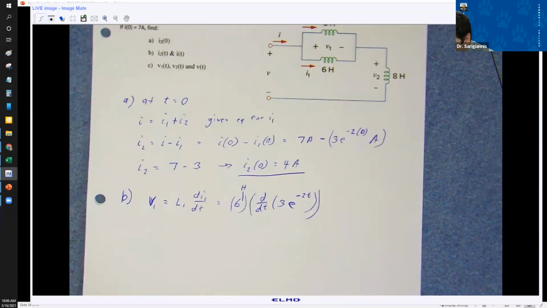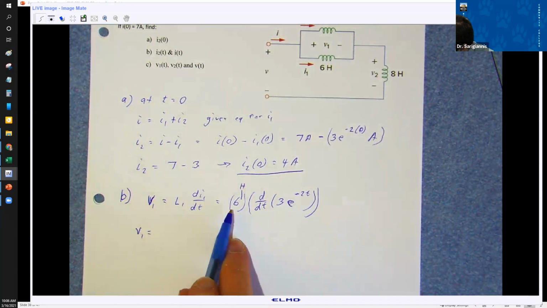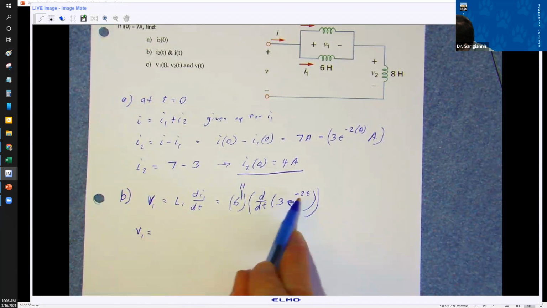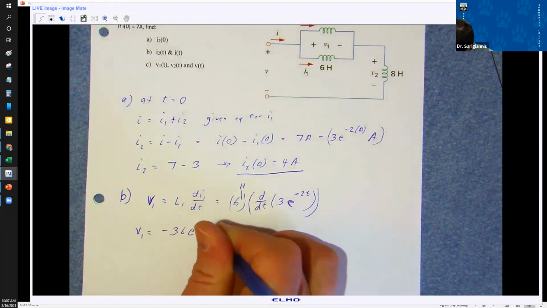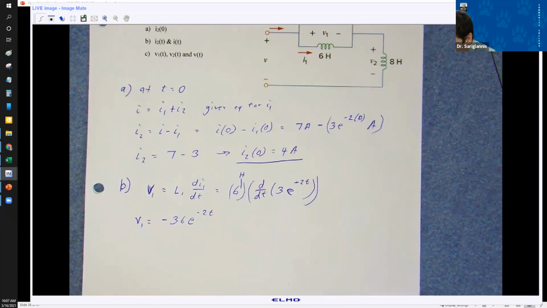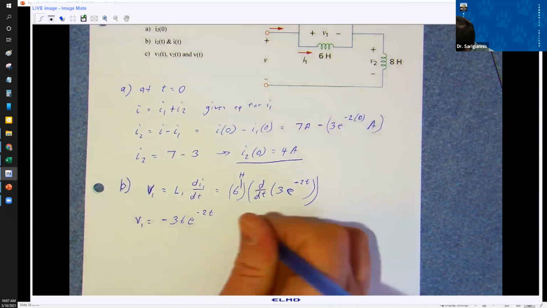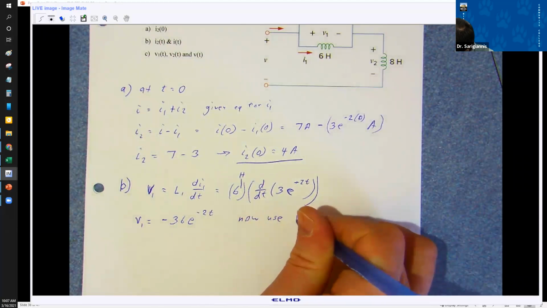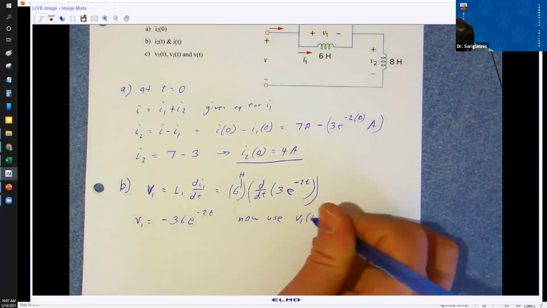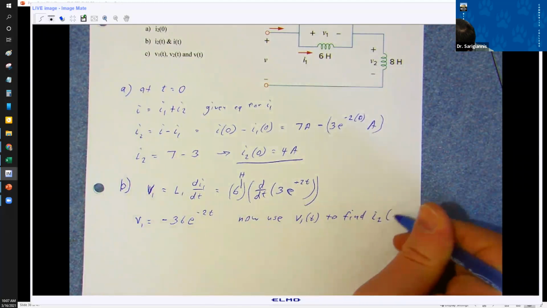So let's see, this is just going to give us V1 equals, we're going to have 6 times a negative 6, right, e to the minus 2t. So we've got minus 36 e to the minus 2t. That's our voltage. So now we have voltage V1. So now use V1 of t to find I2 of t.